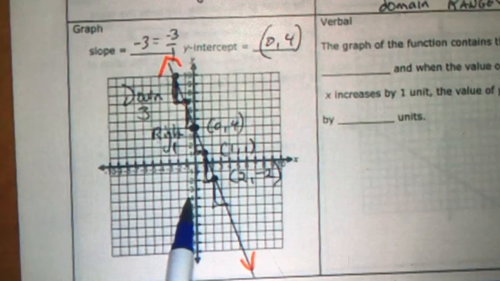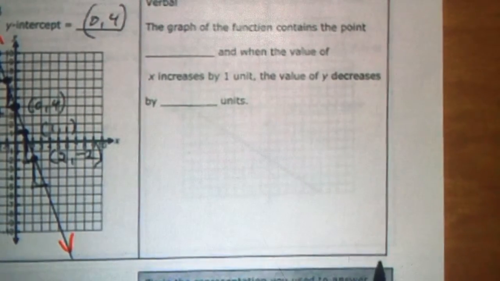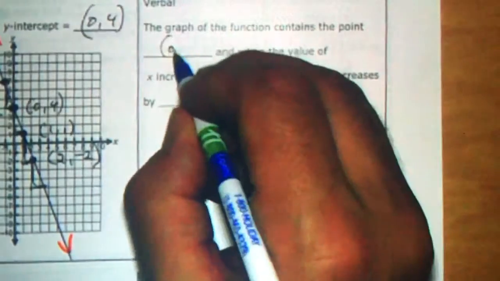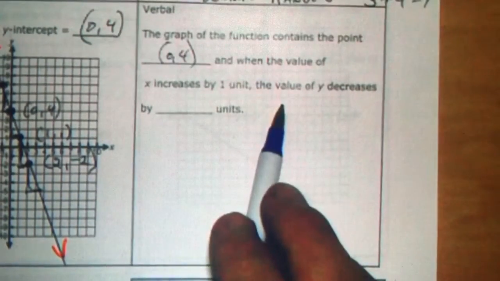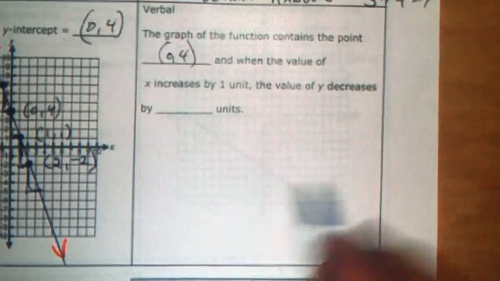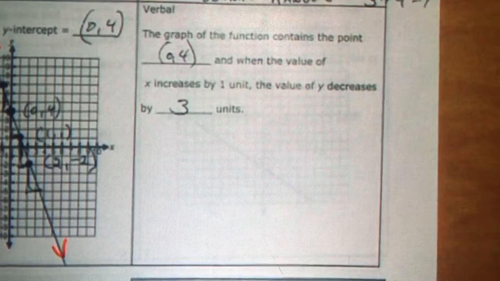Are there any questions? Well, let's look at this question over here. It asks us, the graph of the function contains the point. The easiest point to talk about would be 0, 4, the y-intercept. And when the value of x increases by 1 unit, the value of y decreases by 3 units. So that's how that works. Any questions?